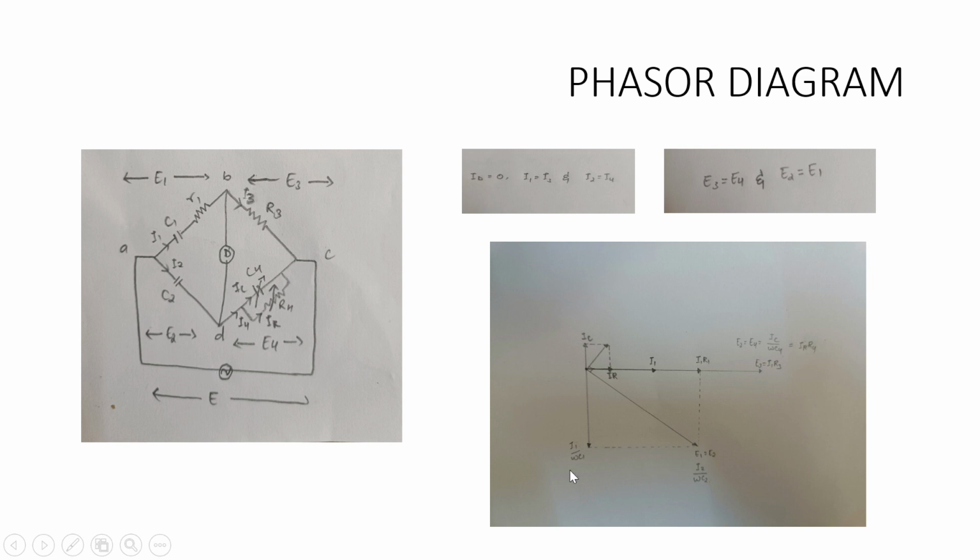So we know that the total phasor sum is equals to E equal to E1 plus E3 or E2 plus E4. So we draw the phasor sum by using the parallel line, and we get the final Phasor diagram of the Schering bridge.